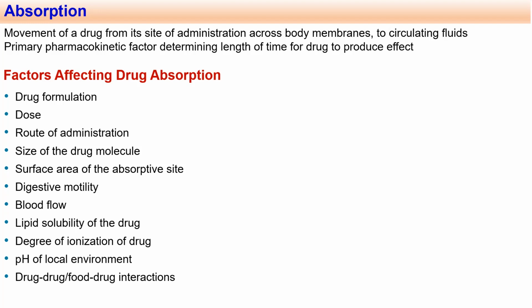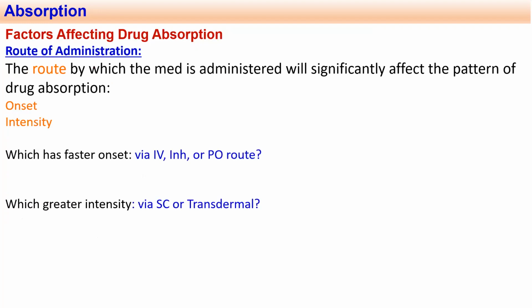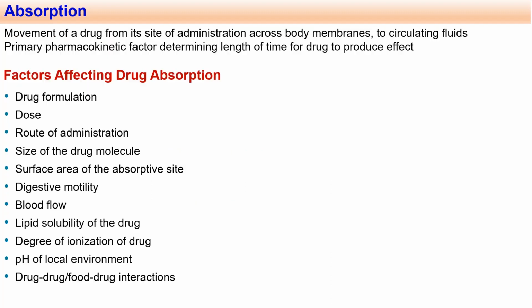So the factors that would affect the drug absorption are listed here in terms of drug formulation, the dose, the route of administration, and the size of the drug molecule. Before we get into the different factors that affect drug absorption, the most common routes of administration are the enteral and parenteral.